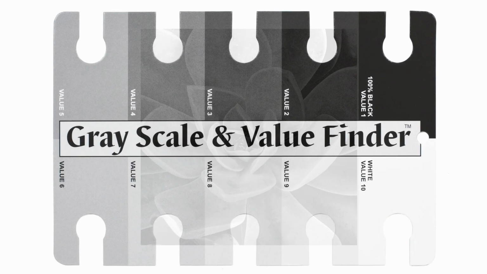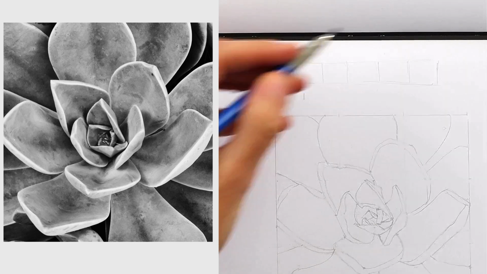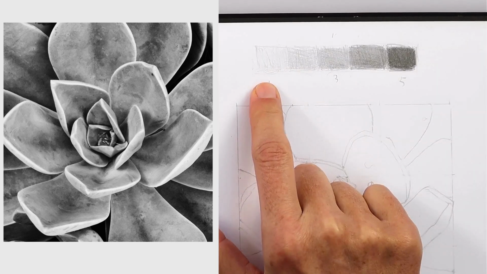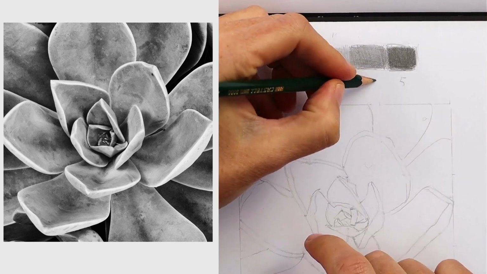Now, if you have a value finder, you can use this to identify them, or create your own value finder. Create a shaded scale starting with 3 values and then adding 2 more values between them.